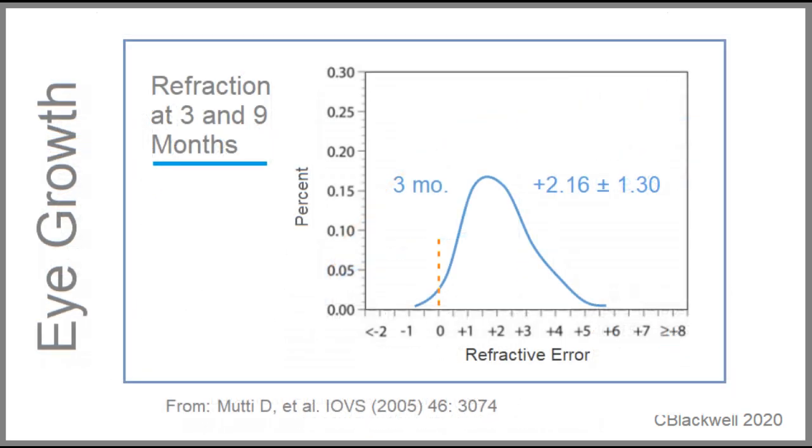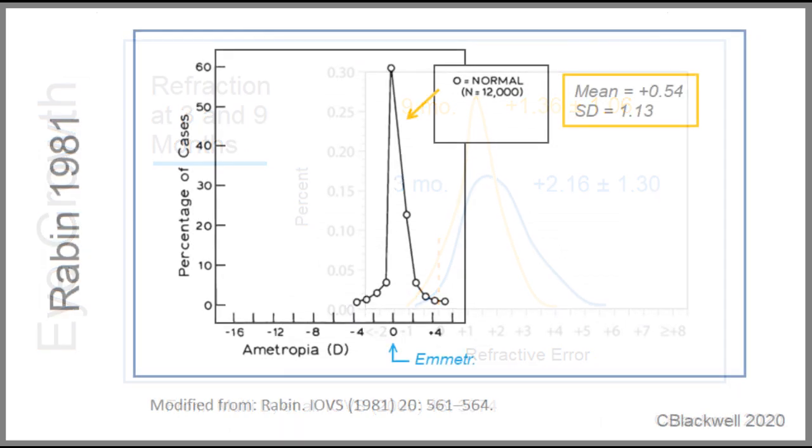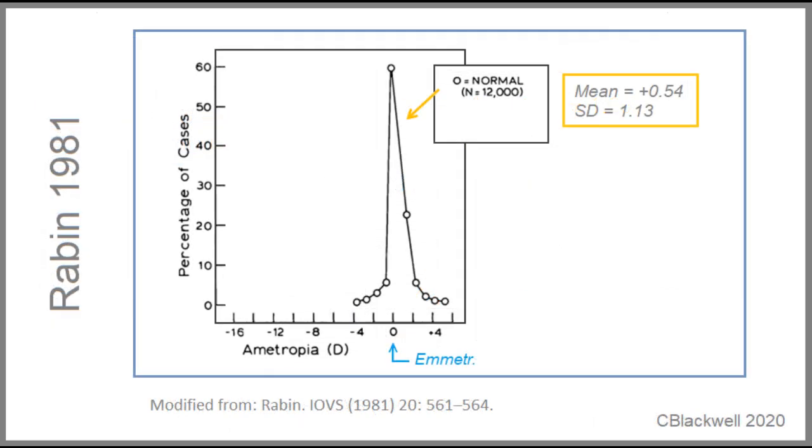Looking at the tightness of eye growth control, like we did with height, this is the range of refractive error at age 3 months. By 9 months, the gold line, refractive error has lessened and range has narrowed, a result of guidance by emmetropization. By adulthood, the spread of values remains narrow. In this study of 12,000 people, the average refraction was about plus a half diopter, with a standard deviation of 1.13.